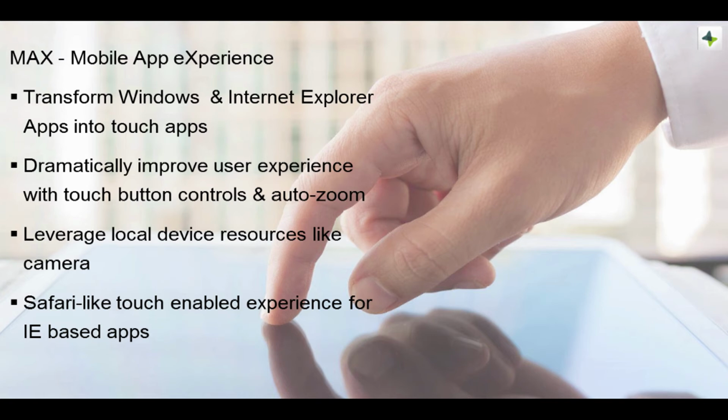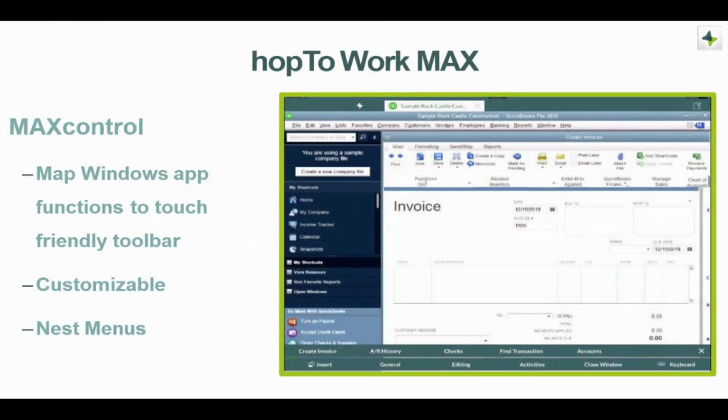Part of how hopTo delivers this capability is with what we call a mobile app experience, or MAX. The goal of MAX is to transform these existing applications into touch-friendly user apps with no coding required. We can help you deliver a dramatically improved user experience that leverages things such as touch buttons and auto zoom, and access local resources on the mobile device, such as the camera. And for those IE-based applications, you can get a Safari touch-like enabled experience while still running the full version of Internet Explorer that's required for the app on the back end, leveraging Citrix.